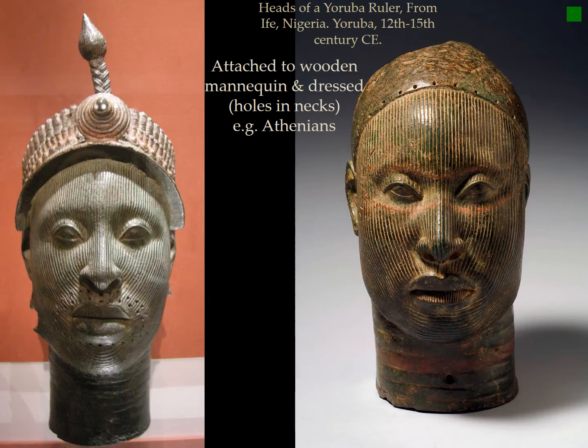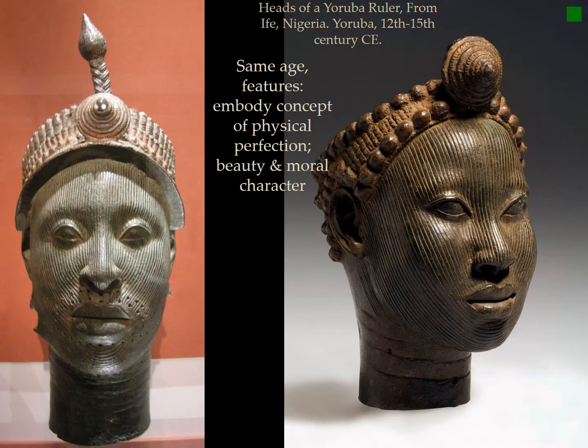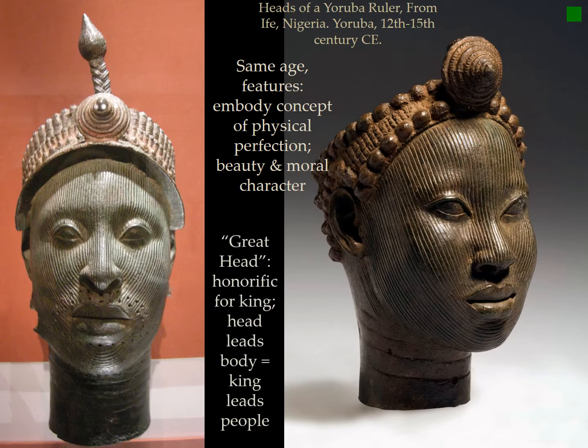The Athenians, for instance, also have a similar type of decoration for their cult statues, the most famous of which is of Athena on the Parthenon. We have the same age and features, very interestingly enough, found in multiple Yoruba heads. And so these embody the concept of physical perfection for this people, that they are more beautiful than the average person, and that beauty and moral character are going to relate the qualities necessary of a ruler. For in the native tongue of the Ife here and the Yorubans, the great head is the honorific title given to a king. Thus the head leads the body as the king leads the people.